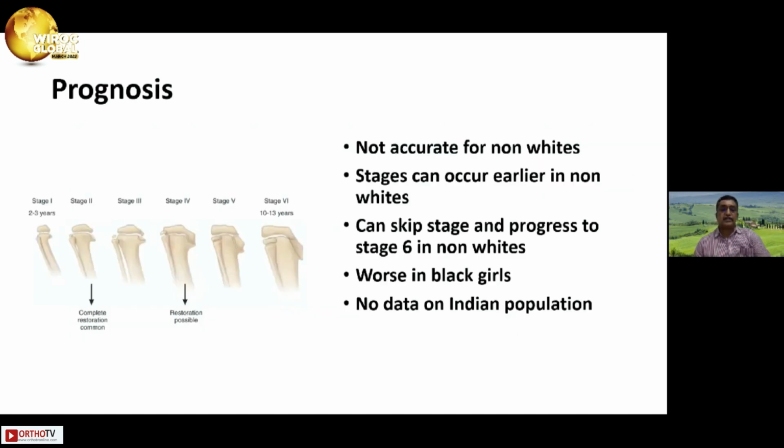Now, the prognosis using the Langenskiöld classification or staging is not very accurate for non-whites. He basically described it in the Scandinavian population. Stages can occur earlier in non-whites. Sometimes they can skip a stage and progress to stage 6 also. Worse in black girls. And we don't have much data on the Indian population.